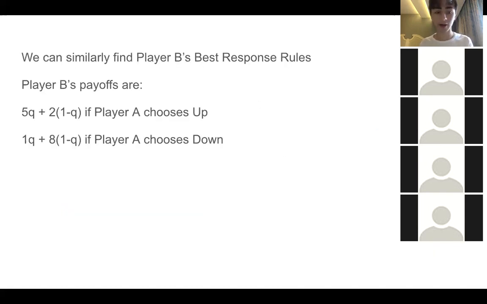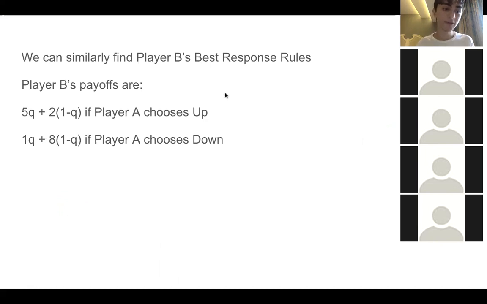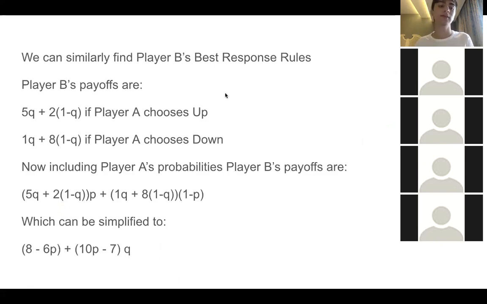So then the payoffs are 5Q plus 2 times 1 minus Q if player A chooses up, 1Q plus 8 times 1 minus Q if player A goes down, and then you multiply that with A's probabilities. So then it's 5Q plus 2 times 1 minus Q, times P, plus 1Q plus 8 times 1 minus Q, times 1 minus P, which can be simplified to that expression. I am pointing to it on my laptop, but you cannot see because that's not how pointing works. So that's how it is. Does everybody understand?